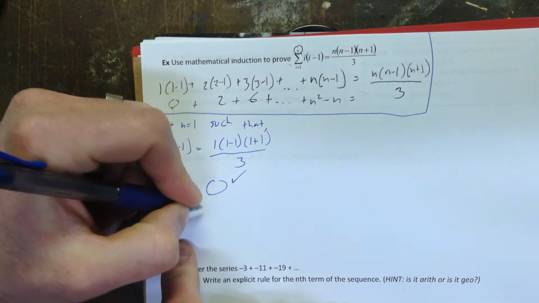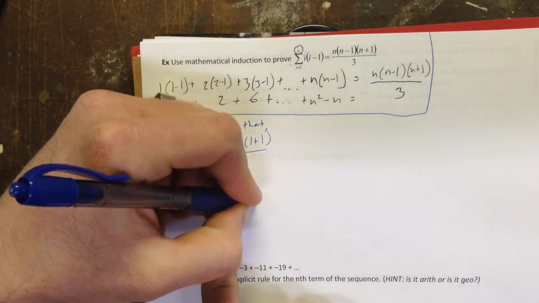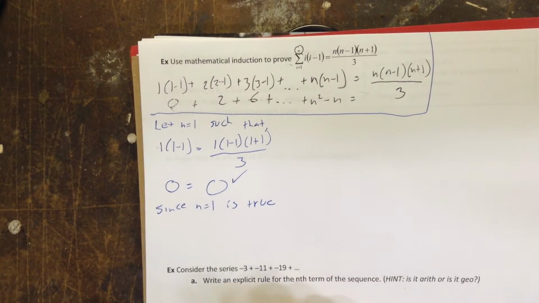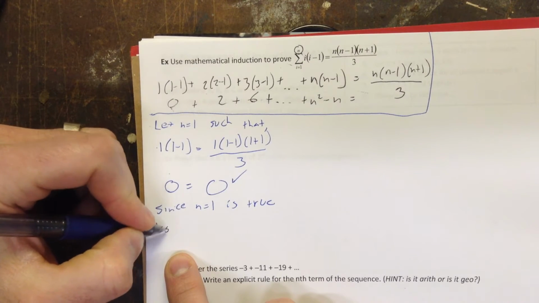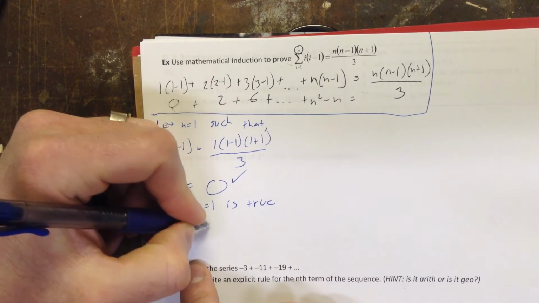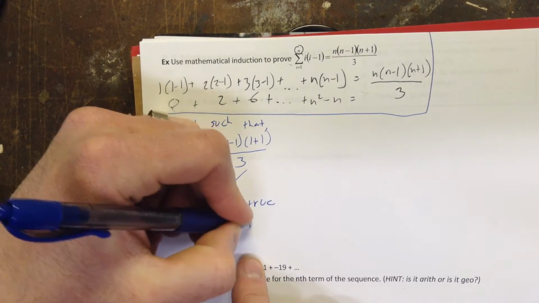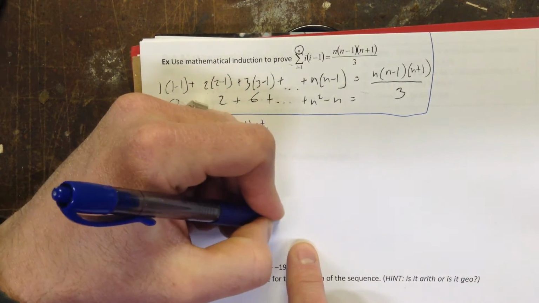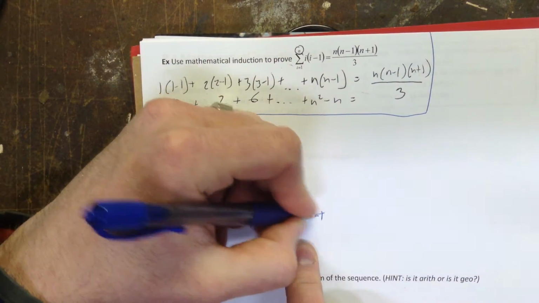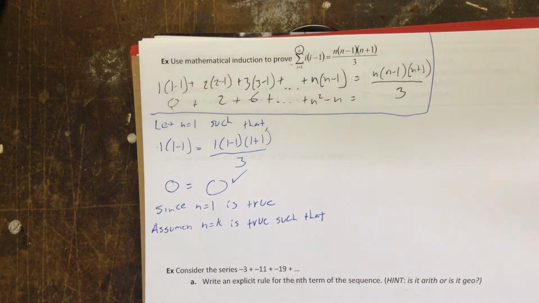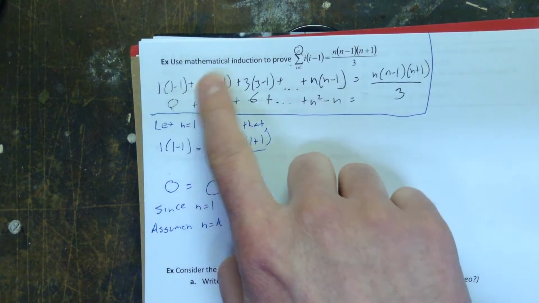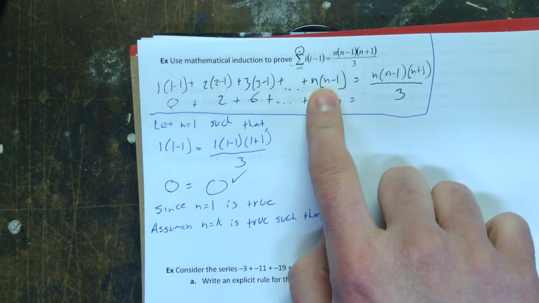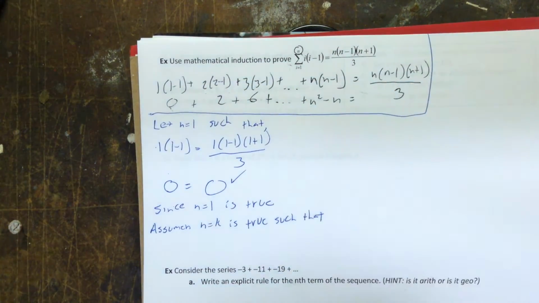So, now our next set of words. Since n is equal to 1 is true, we now know that n is equal to 1 is true. We are going to make an assumption. Assume n is equal to k is true, such that, and now what we're going to do is create our n is equal to k case. For n is equal to k, you need to write out the whole thing with the k's in there. That means you have to write out the first couple terms, and you have to write out this guy with the k's in it, and this guy with the k's in it as well.